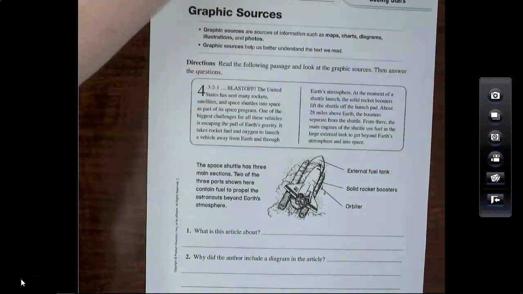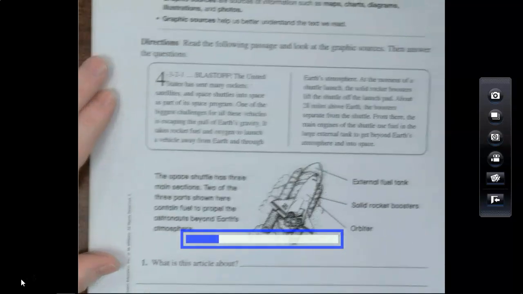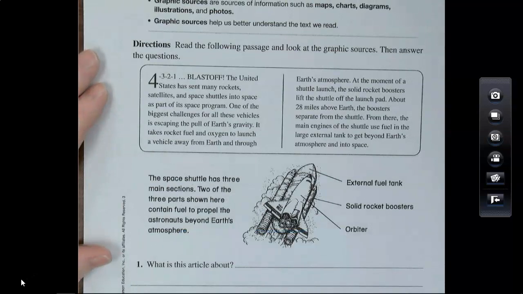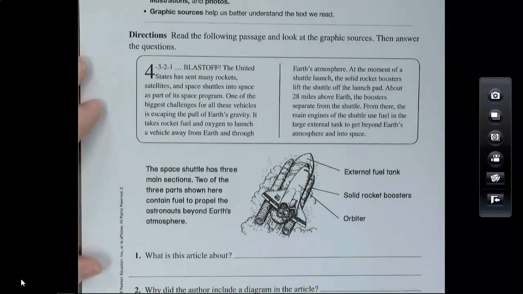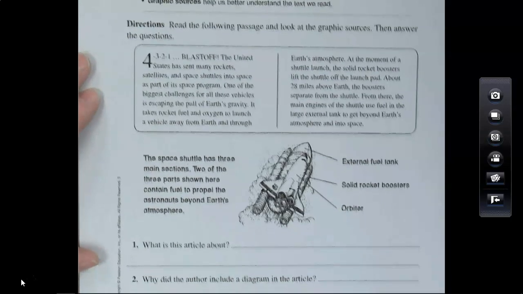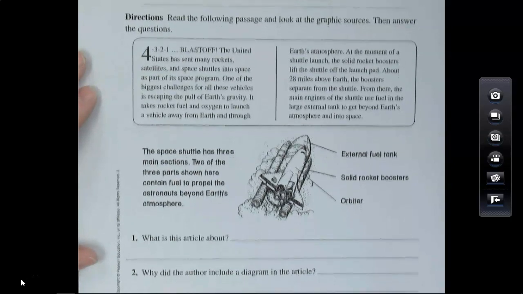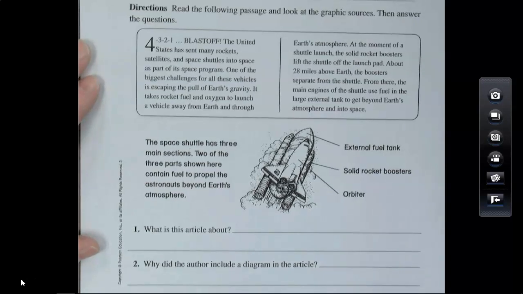Okay, I'm going to make it a bit bigger. Now remember, graphic sources are sources of information such as maps, charts, diagrams, illustrations, and photographs. Graphic sources help us better understand the text that we are reading. Now, we are going to read the following passage. Then we're going to look at the graphic sources given and answer the questions.